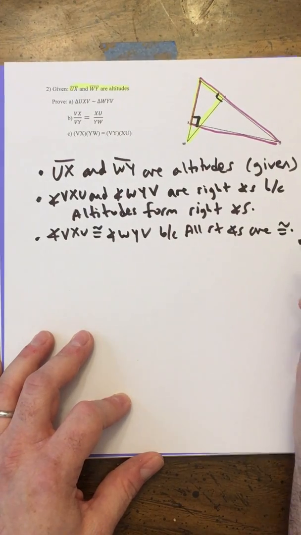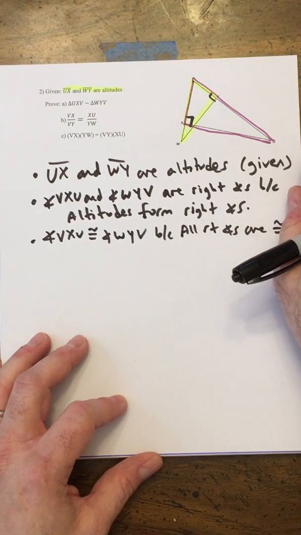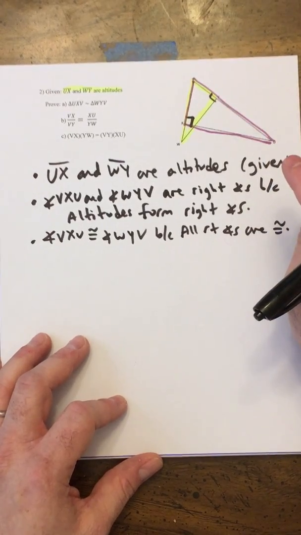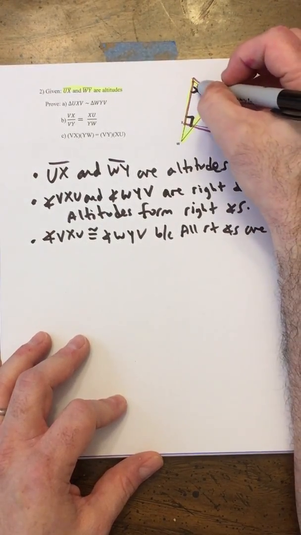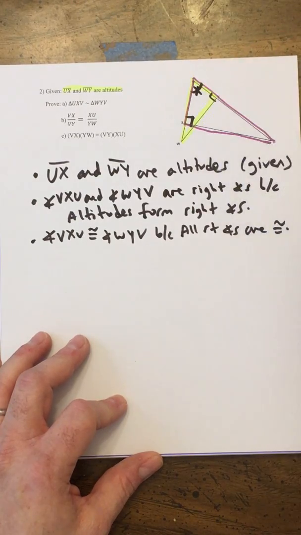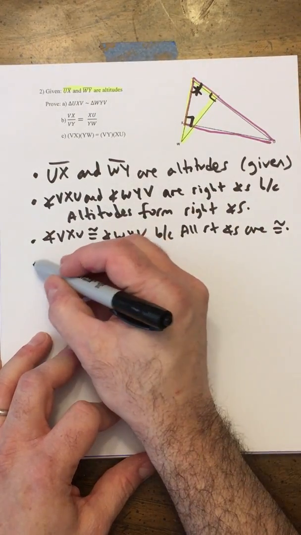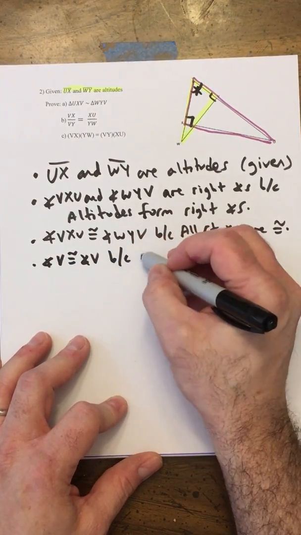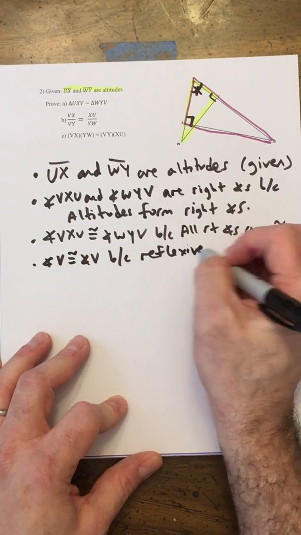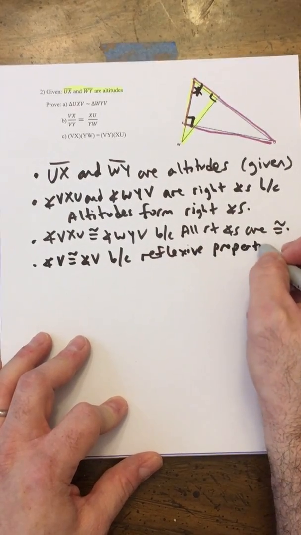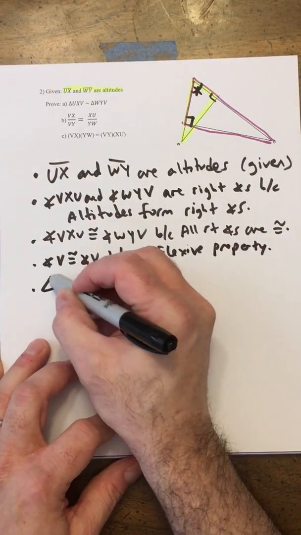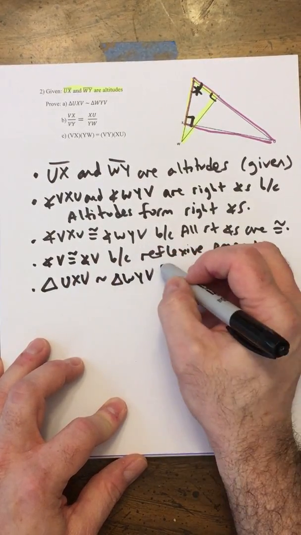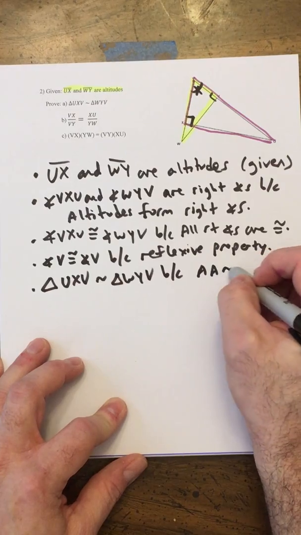Now the second angle, look carefully at the diagram. We have no more givens, but there's an overlap there. So think about what that overlap is going to give you. It's going to give you the reflexive angle right there. So angle V is congruent to angle V because of reflexive property. And now we got our two angles. Now we could say triangle UXV is similar to triangle WYV because of angle-angle similarity.